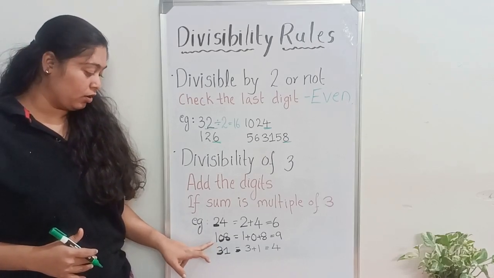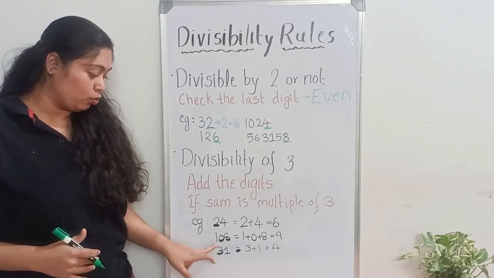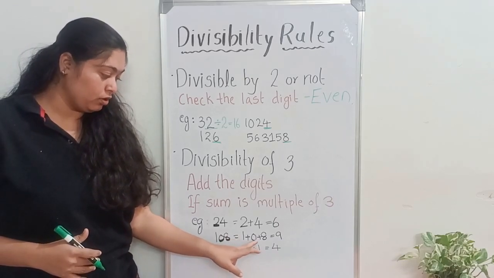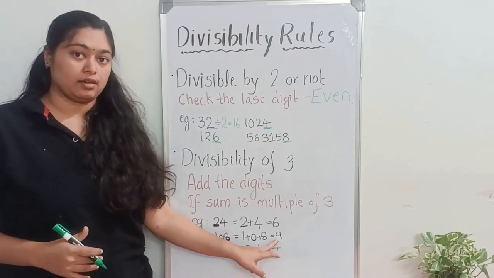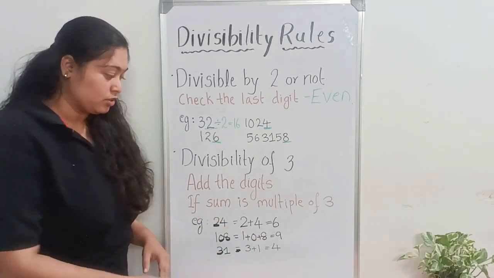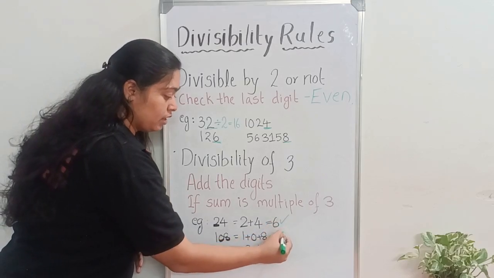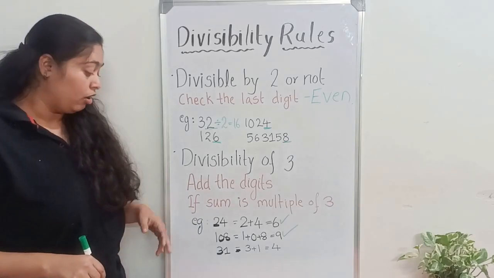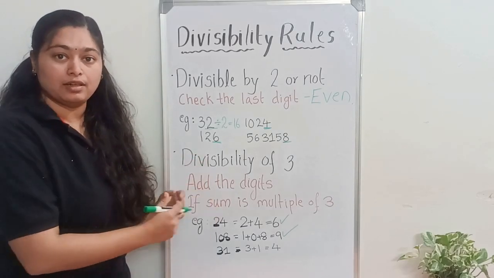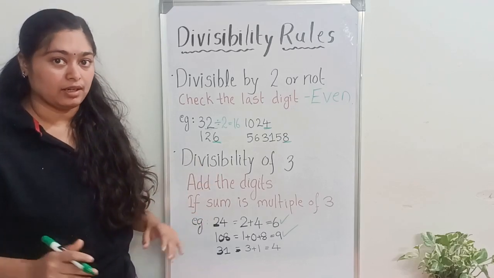Second example, 108. 1 plus 0 plus 8. The sum is 9, which is a multiple of 3. So yes, these two numbers are divisible by 3, or 3 is a factor of these numbers, or you can perfectly divide these numbers by 3 without a remainder.